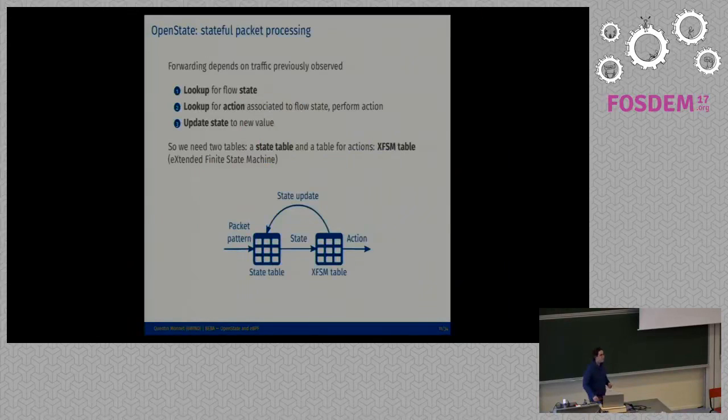OpenState is for stateful packet processing. The concept is to forward packets depending on what we have seen already. So what we need is to keep states for the traffic. When a new packet arrives, we will need to perform a lookup for the state the flow it belongs to is in. Then we will need a second lookup to find what action we must do for the state. And then the first step of the process is to update the state of the flow to a new value that we will obtain from the second lookup as well. For this we need two tables, the state table, the first one on the left, and the XFSM table. It stands for Extended Finite State Machine, which is the mathematical model implemented by this process.